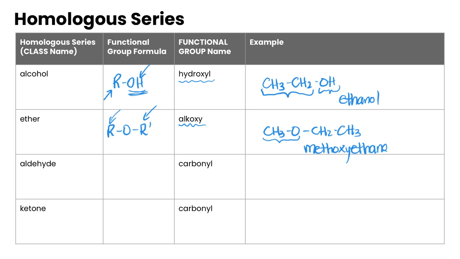Moving on to aldehydes. So aldehydes are characterized by having an alkyl group, and then its functional group is a carbonyl. So a carbonyl is a carbon double bonded to an oxygen. And aldehydes characteristically have a hydrogen on the other side of this carbonyl group. So an example would be ethanal.